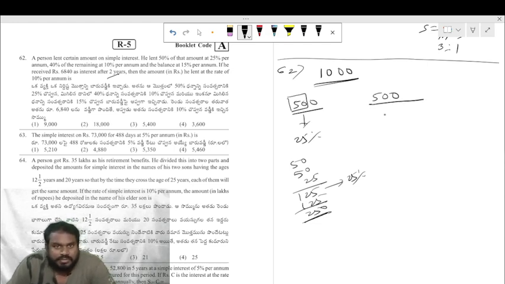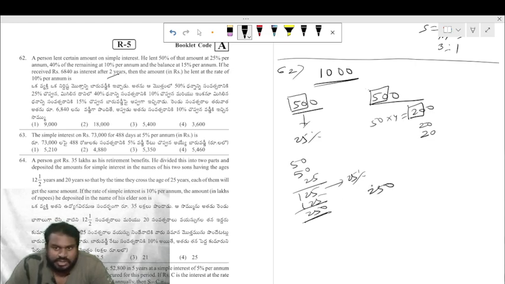And out of the remaining amount, 40% of the remaining is at 10%. So 40%: 10% is 50, 40% will be 50 into 4 equals 200. So this 200 amount he has given at 10%. Out of 200, 10% is 20, 10% per annum, and for 2 years it will be 20 more. So it means 40 rupees you will get as interest.